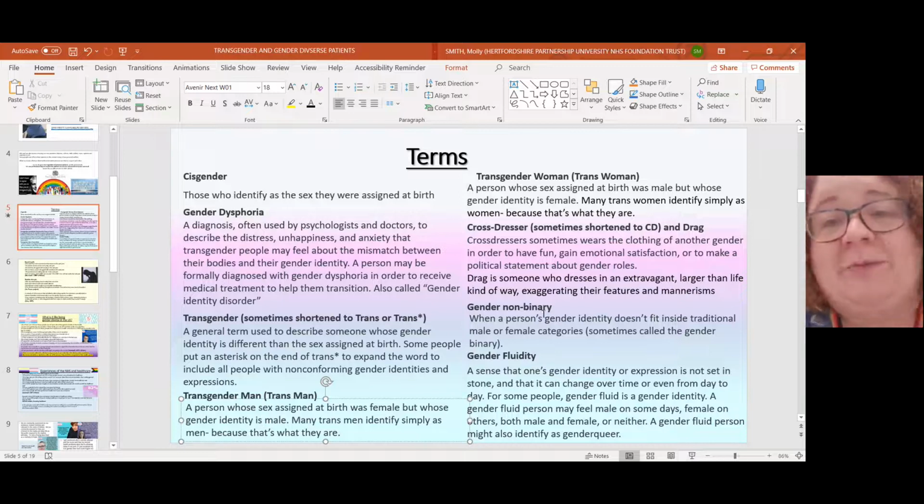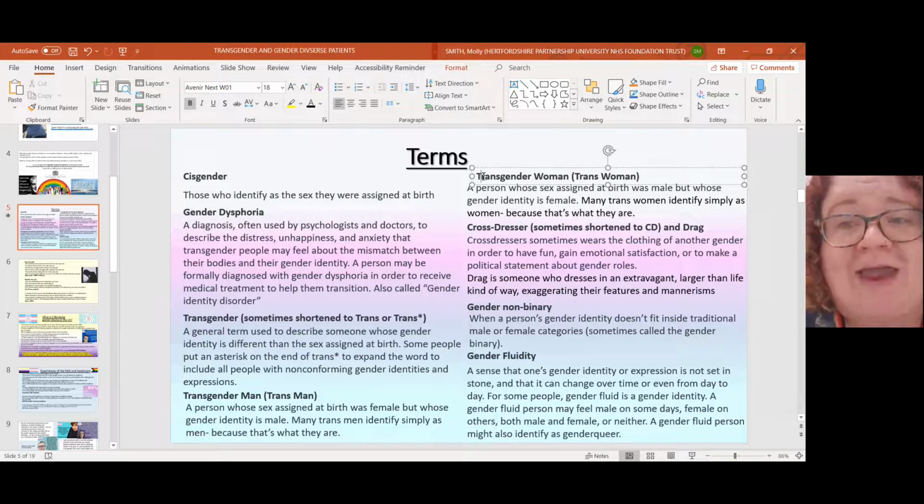A transgender woman then is kind of the opposite in that sense. So this is somebody who was born with a penis. Their sex was male when they were born, but they identify as female. And again, lots of people wouldn't call themselves a transgender woman. They would just call themselves a woman, because that's who they are.